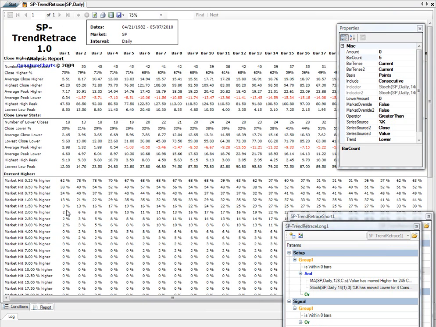Then it gives me a report. As you can see, bar 1, bar 2, bar 3, this is after the occurrence. By the time we get to bar 2, 79% of the time the market is above the occurrence bar close by an average of just over 8 points. Only 21% of the time the market is below the occurrence bar by an average of less than 4 points.